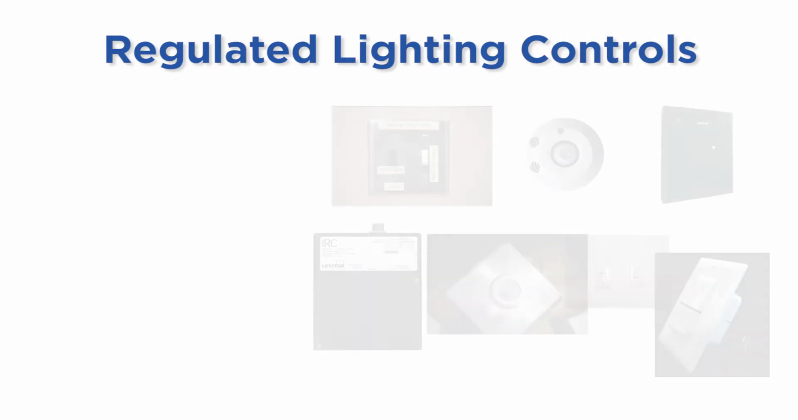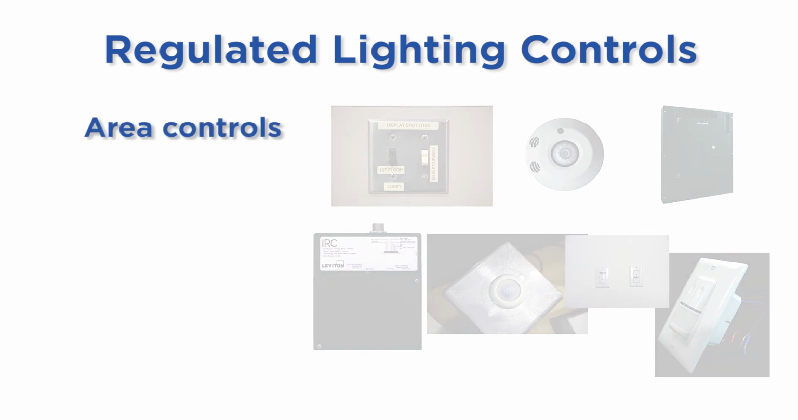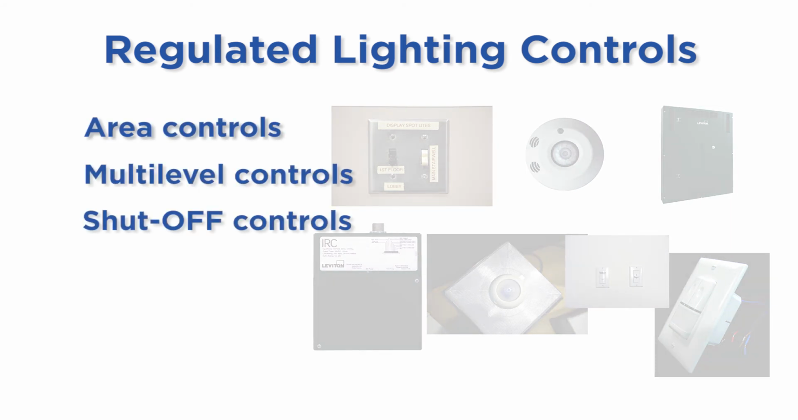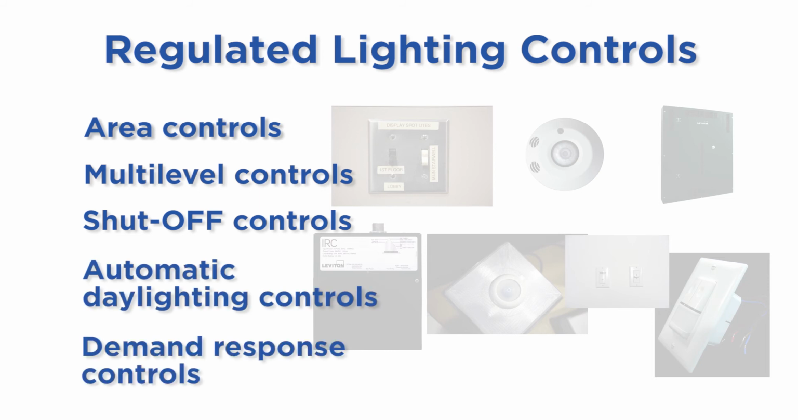There are 5 primary types of lighting controls required by the standards: area controls, multi-level controls, shut-off controls, automatic daylighting controls, and demand response controls. These 5 types are mandatory, but other voluntary control systems can be installed to earn a power adjustment factor, which gives designers and building owners some flexibility to install additional lighting in a space.